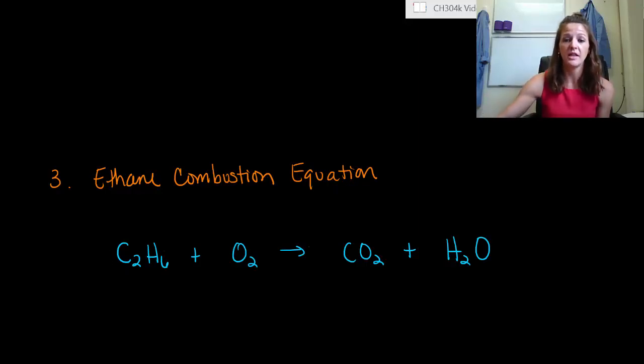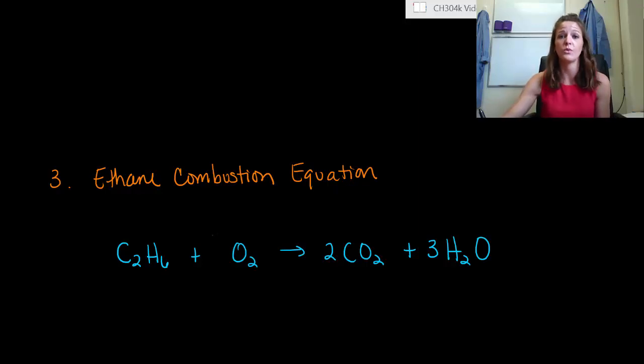So I see 2 carbons on my left, so I'm going to put 2 carbons here on my right. Then I see 6 hydrogens on my left and 2 on my right, so this is going to become a 3. Now I see that I have 2 oxygens on my left and 1, 2, 3, 4 here plus 3 to give us 7. We have 7 oxygens on our right side and then 2 on our left.